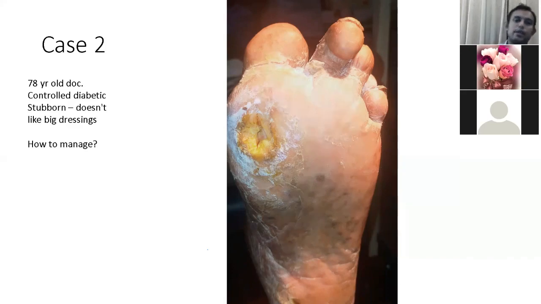And he wants to be ambulatory. He wants to go around. He has to do his routine exercises, which are not really much. And he likes driving. So how are you going to offload this?